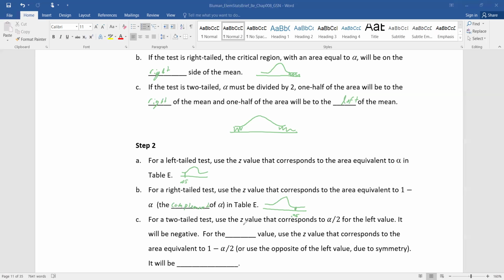And then for a two-tailed test, we use the z value that corresponds to alpha divided by 2. For the left value, it will be negative. And then for the right value, we just use the z value that corresponds to the area equivalent to 1 minus alpha divided by 2. Or what I like to do is to simply use the opposite of the left value due to symmetry. So if I get negative 2.58, then I know it's going to be positive 2.58. And again, it'll be a positive value. All right, so that's step 2.